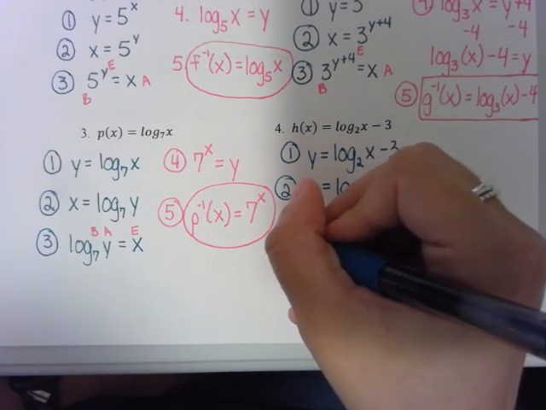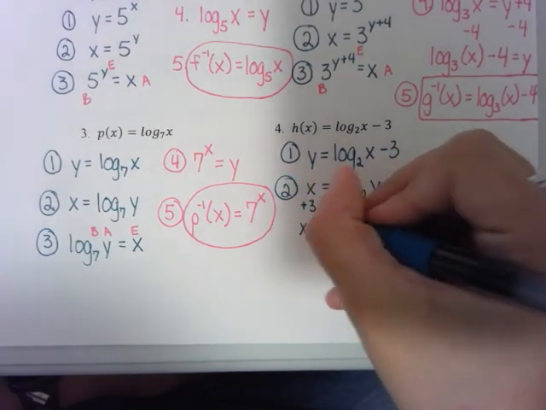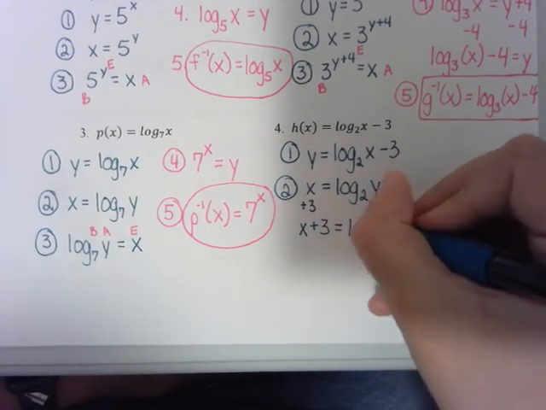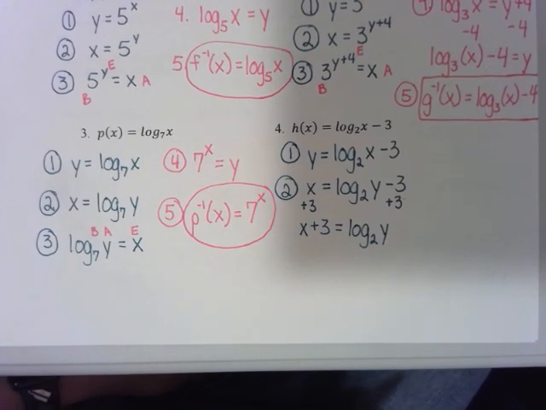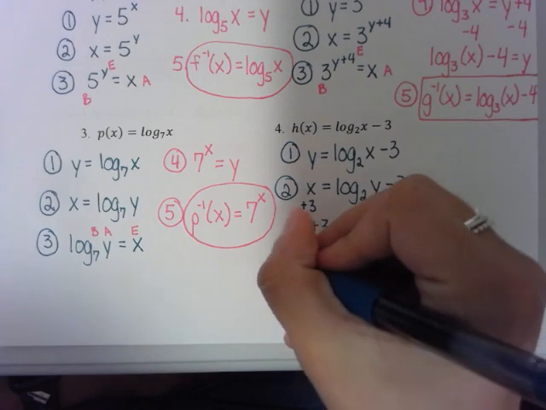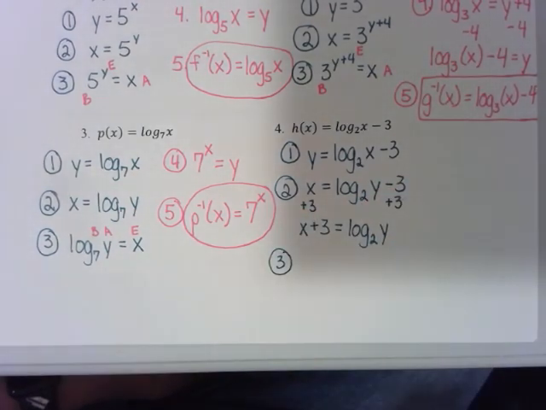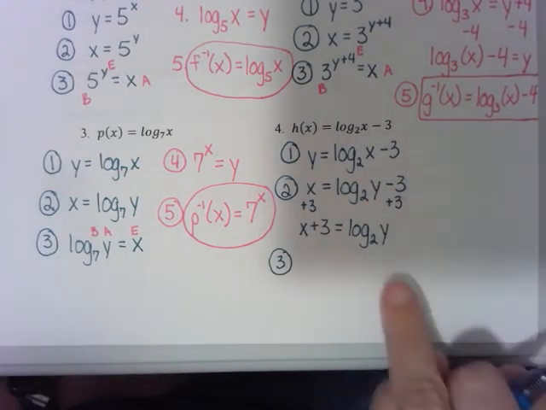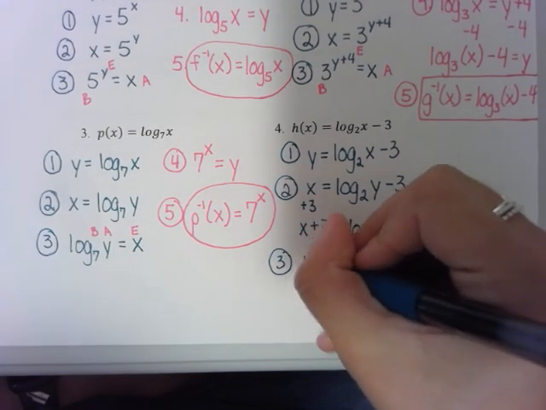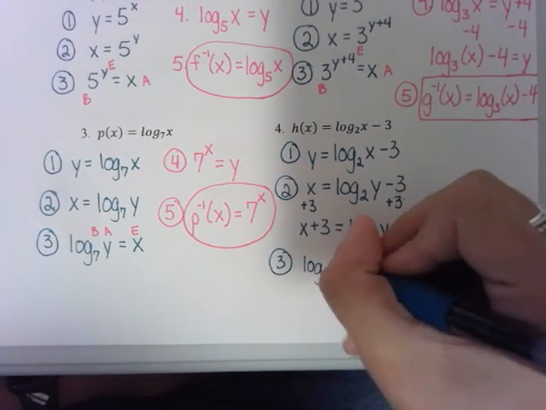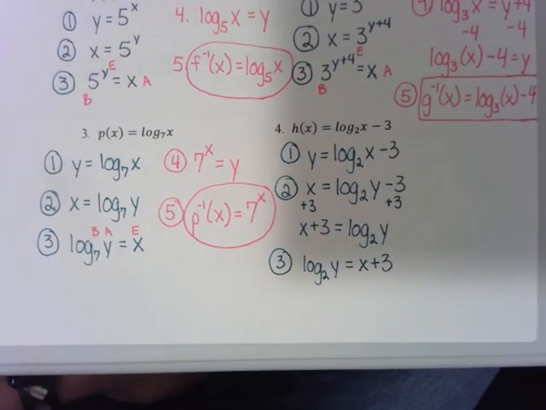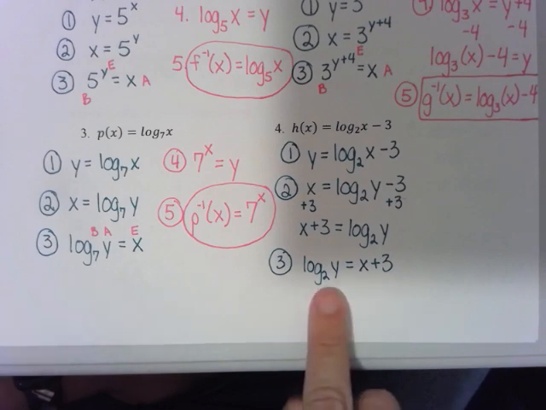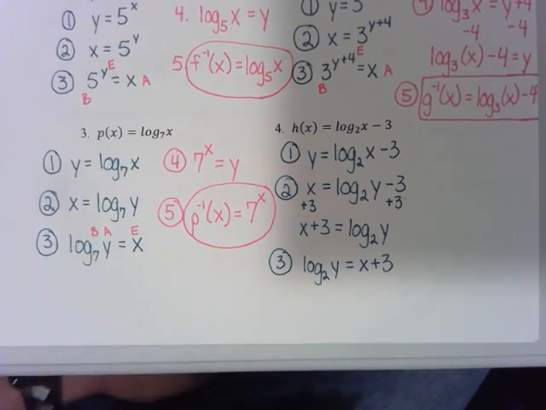That leaves me with x plus 3 equals log base 2 of y. I know that looks a little messy, but it's going to work out the way it's supposed to in the end. Our next step, we're going to need to figure out how to switch this over, because we're at the point where our y can't be pulled out by itself without using our exponential form. Log base 2 of y equals x plus 3.